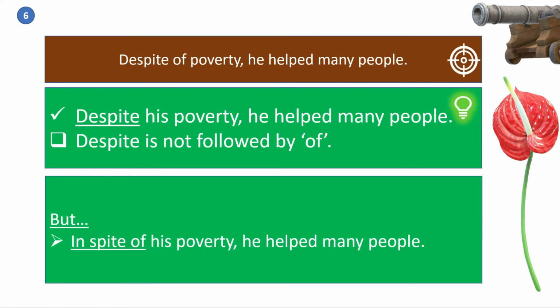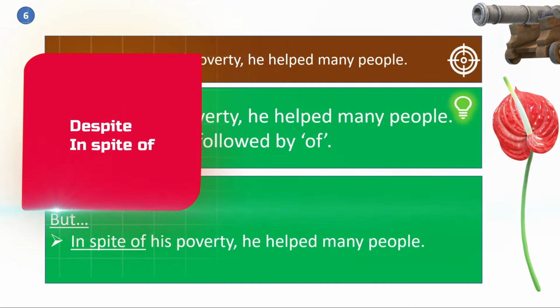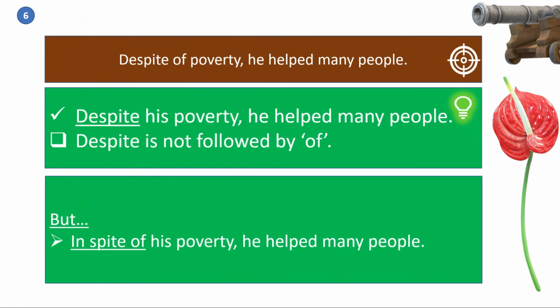You cannot use in spite his poverty. Despite poverty is okay, but in spite of his poverty or in spite of poverty, he helped many people. I think you have got the point. Let's move to number 7.